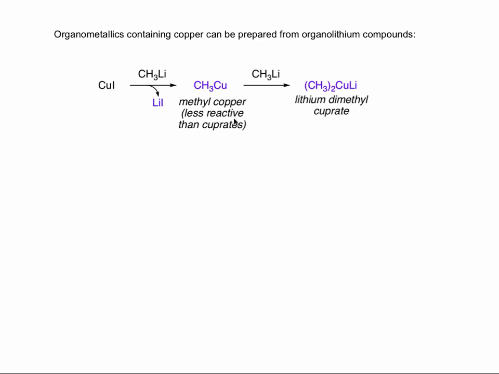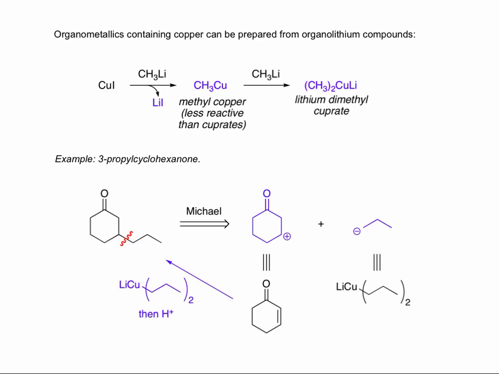And the methyl copper reagent is usually, in this case, less reactive than lithium dimethyl cuprate. Let's now look at an example of this in synthesis, and here's my target molecule, 3-propyl cyclohexanone. I'm going to disconnect now the side chain from the ring, put a plus on the ring and a minus on the side chain.